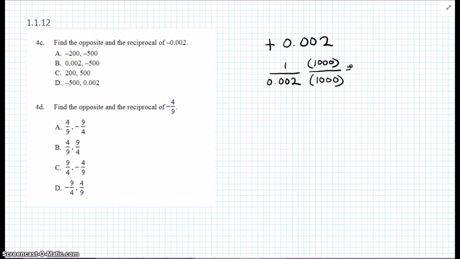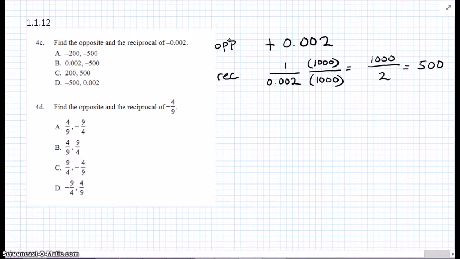Well, if I multiply the top and bottom by 1,000, just to move the decimal points, I would get 1,000 over 2, which will reduce to 500. So that was the reciprocal. That is the opposite. So hopefully that was a negative number, so that would be negative. So the answer would be B.